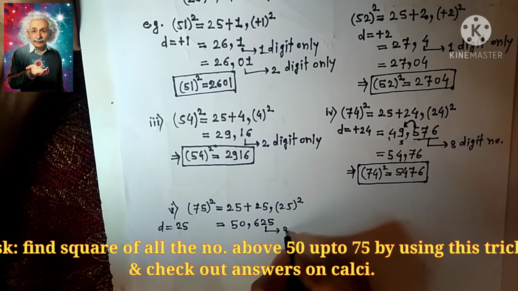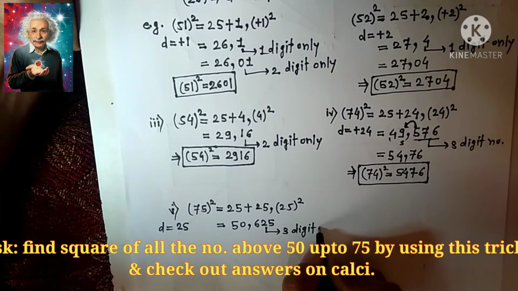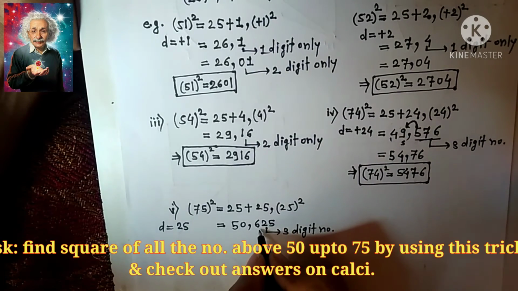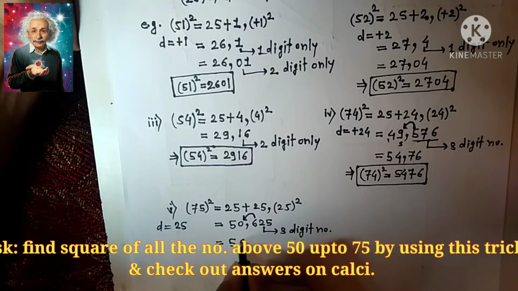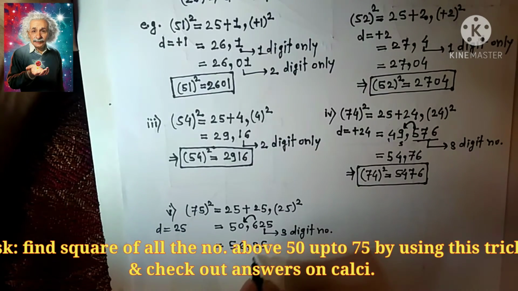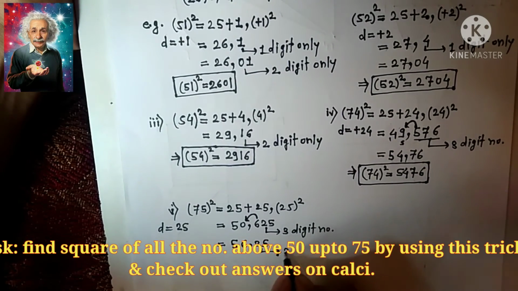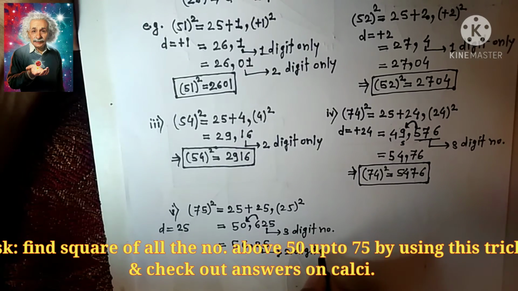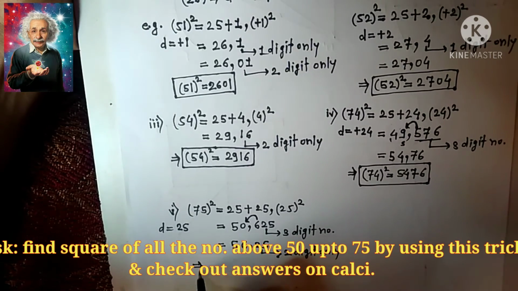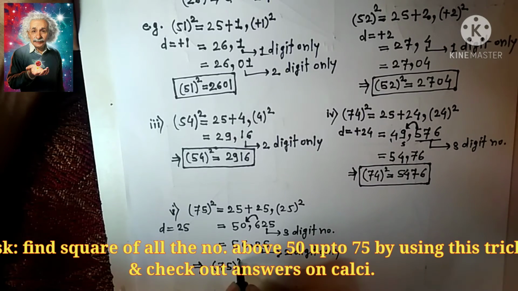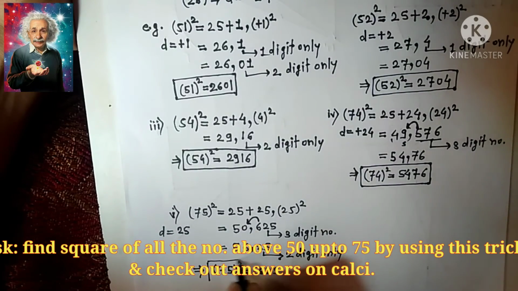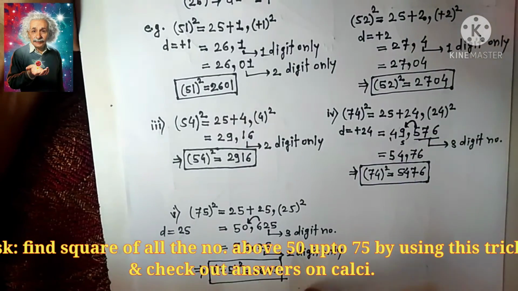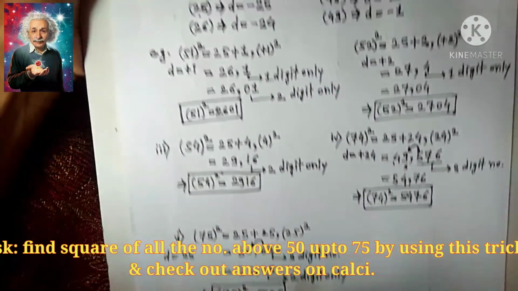But this is a 3-digit number. So we have to convert it into 2-digit. So we add 6 here. Then we get 56, 25. And here the d square is 2-digit only. Then finally we get the square of 75 is equal to 5625. You can check this answer on calculator, then you will get the same answer.